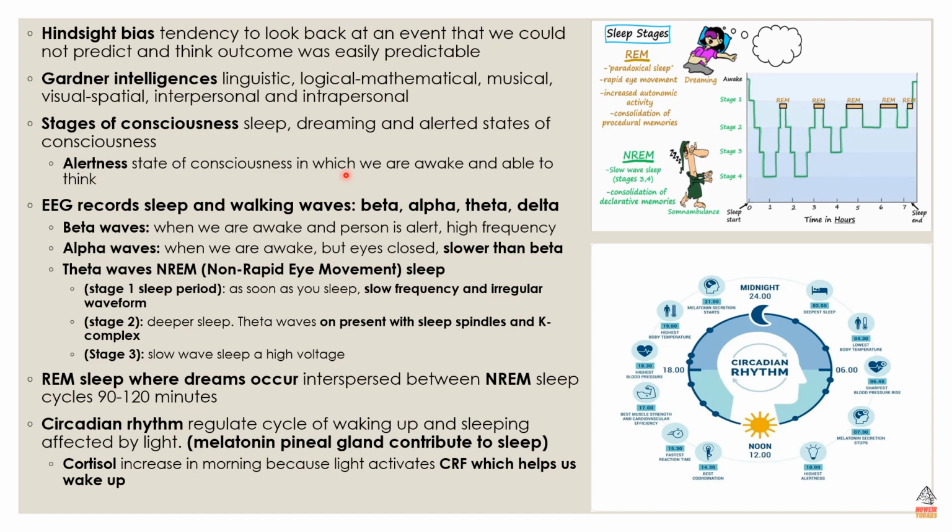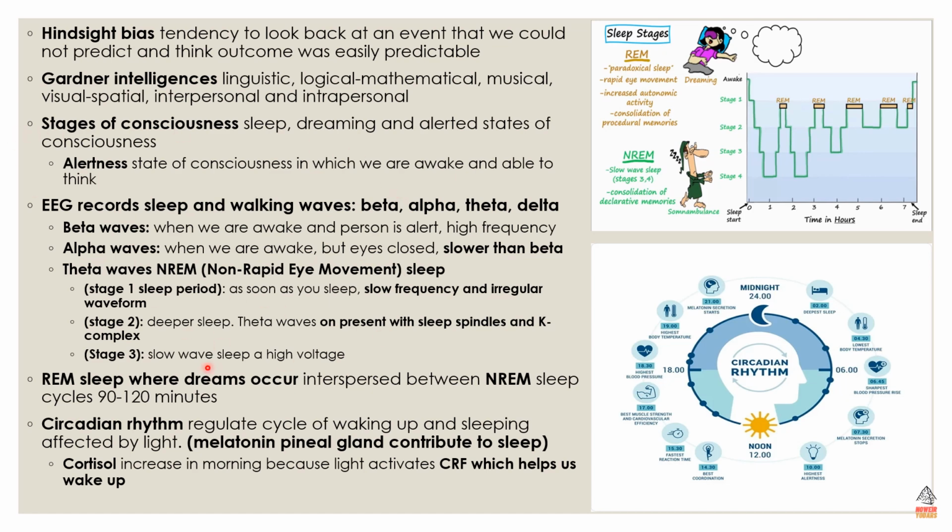Next, you have Gardner's intelligences. So these are linguistic, logical, mathematical, musical, visual, spatial. This is what Gardner's intelligences basically describe. And then you've got the stages of consciousness: sleep, dreaming, and an alerted state of consciousness. What is alertness really? Alertness is the state of consciousness in which we are awake and able to think. You're alert to the environment around you.